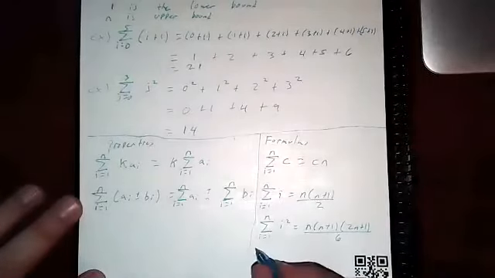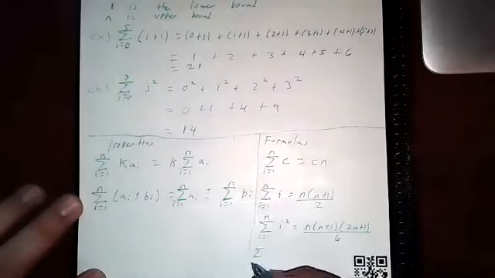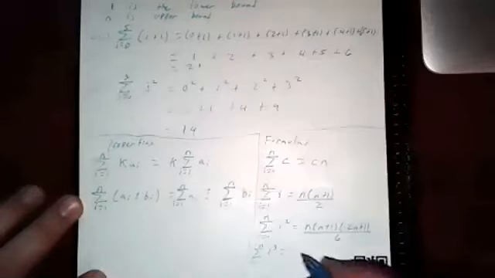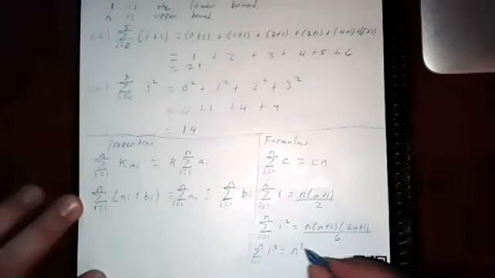Now, if you have the summation of i cubed, that would become n squared times (n plus 1) squared over 4.